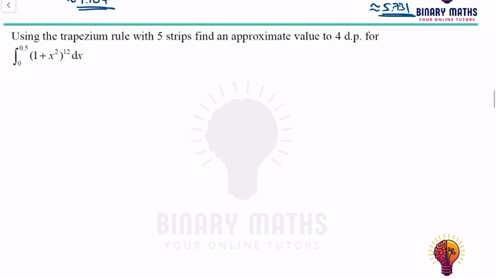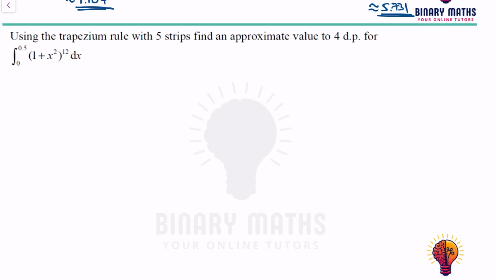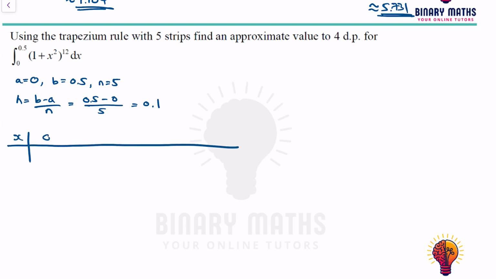Okay, next question. Use the trapezium rule with 5 strips. Find an approximate value to 4 decimal places for 1 plus x squared to the power of 12 integrated between 0 and 0.5. So my a in this case is 0, my b is equal to 0.5, my n is equal to 5, h is equal to b minus a over n, which is 0.5 minus 0 over 5, which is 0.1. So my x values start from 0 and go up in 0.1s, all the way up to 0.5.